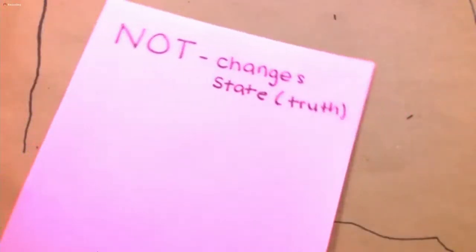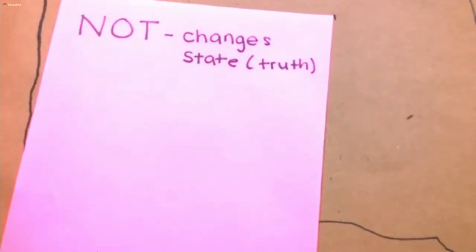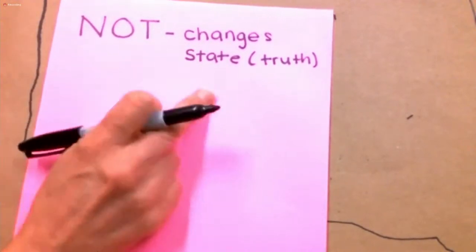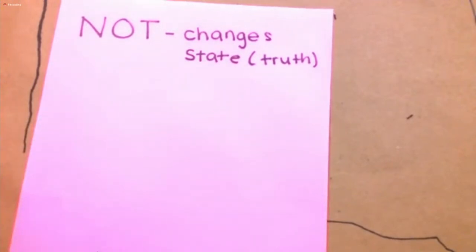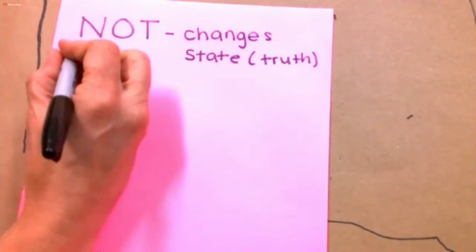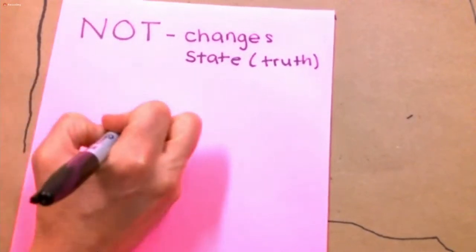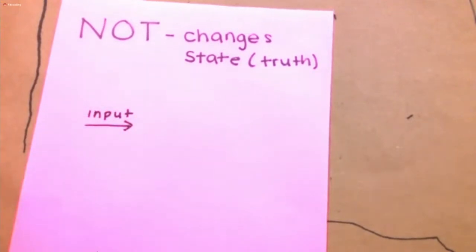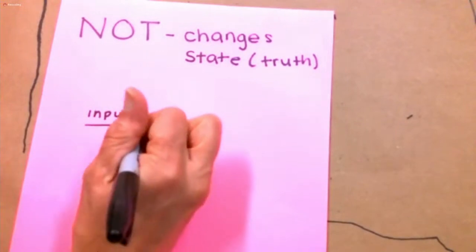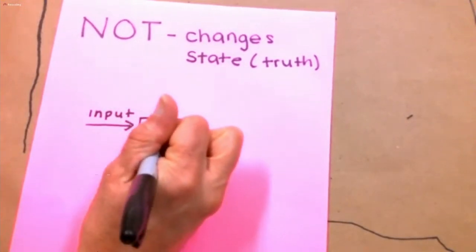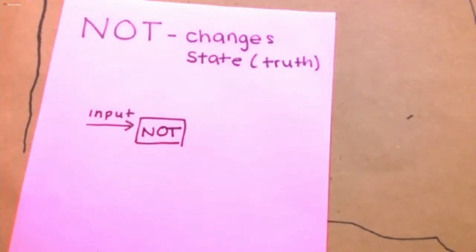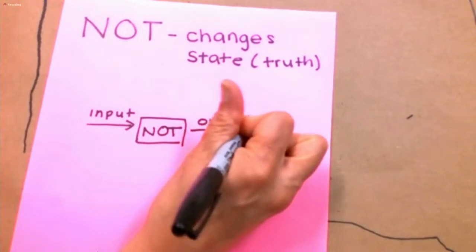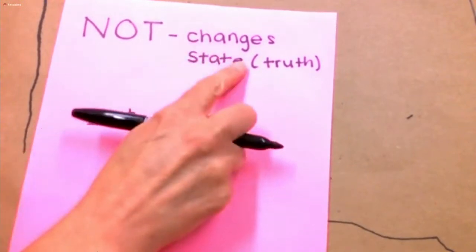All right, so we are going to look at the not operator first, and the not operator changes the state, or changes the truth, or changes the signal from on to off. So it takes one signal in. So this is an example of a logic gate or an operator that has one input. This time we know that that operator is called not, and it makes one output. And when it does, it changes the state.